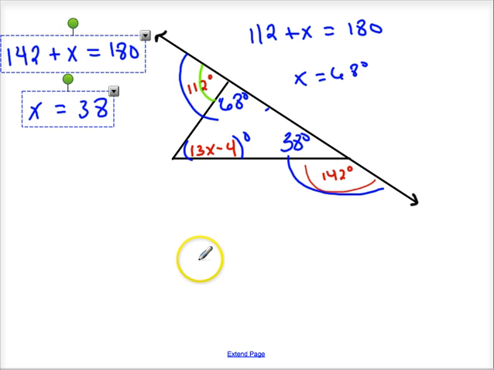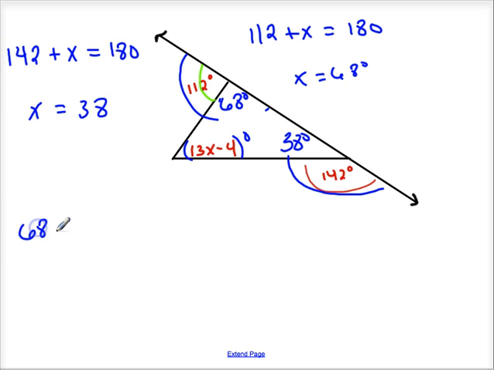Close. What do all three of my angles inside my triangle, what must they equal? You do 13x minus 4 plus 68 plus 38. Very good. So one of the angles, the other angle, and the third angle all should equal 180 degrees. Again, there are different ways to solve this. You could have used the exterior angle, any way you like.